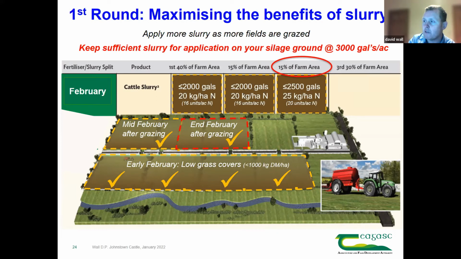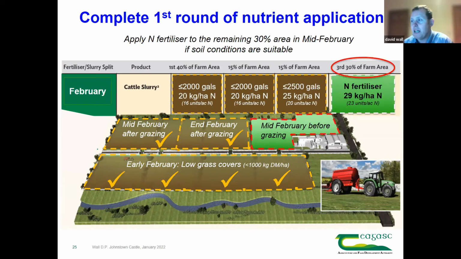So for the remainder of the farm there, probably around mid-February, somewhere in the region of 29 kilos of nitrogen per hectare, or about 23 units, will suffice where there's no slurry gone out.